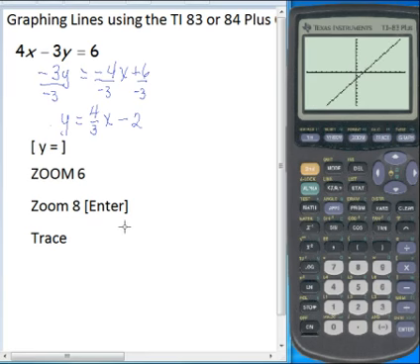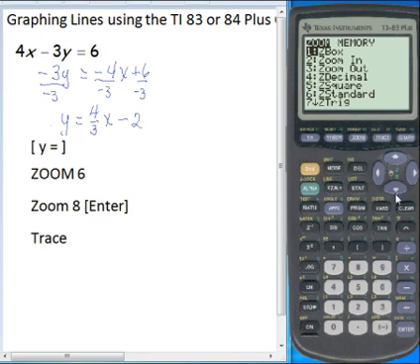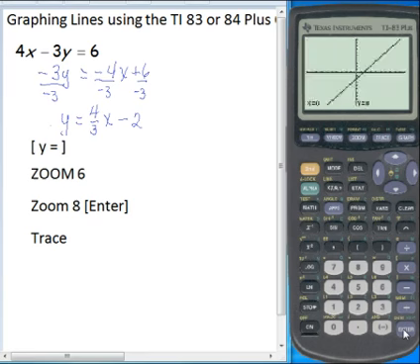Let's hit zoom 8 and enter, and I'll show you what zoom 8 says. Let's go down all the way to 8, and it's integer. It gives us nice integer values. Enter. And you have to enter again. You want to see it regraph. And it did regraph, and notice there's not as many tick marks here.